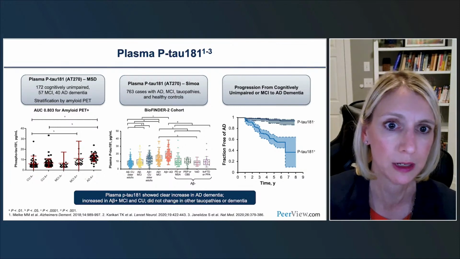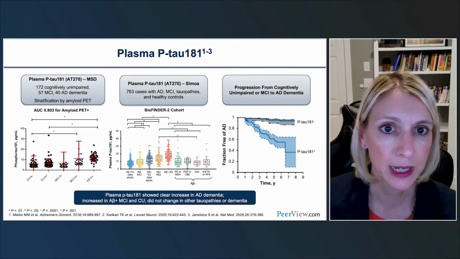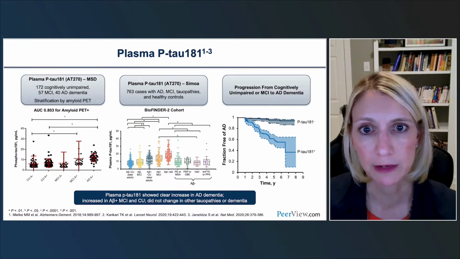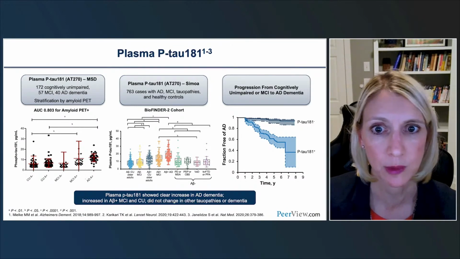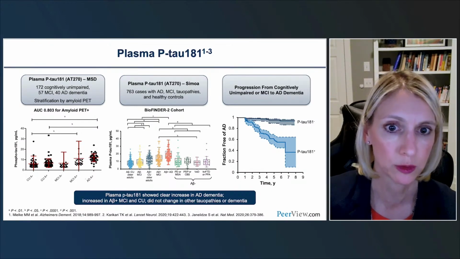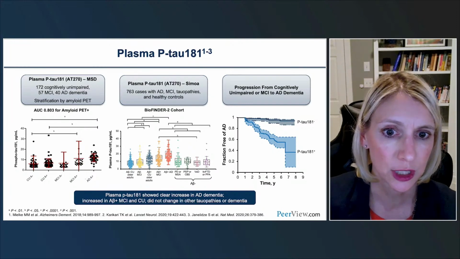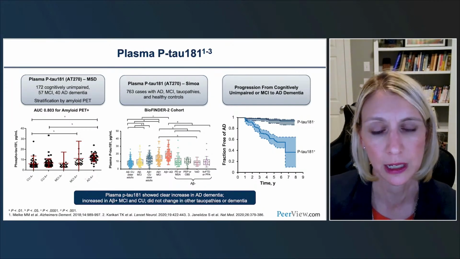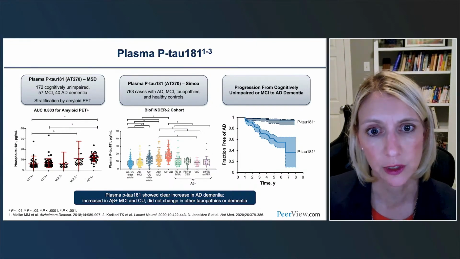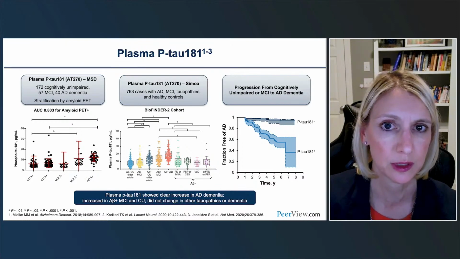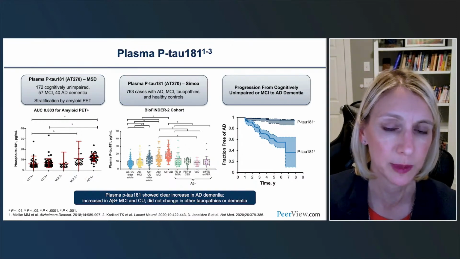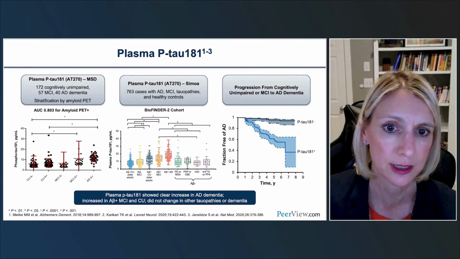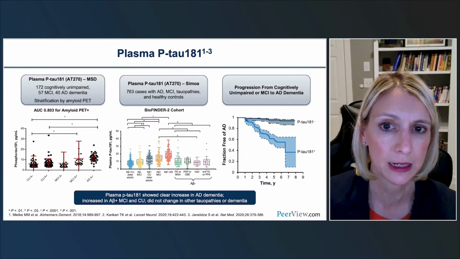So many studies to date, using multiple platforms, including MSD as well as Simoa, and now most recently mass spec, suggest that plasma p-tau levels are higher among those individuals that are amyloid positive compared to amyloid negative. P-tau levels are also higher among those individuals that are tau PET positive, particularly in the earlier stages, as compared to tau PET negative.